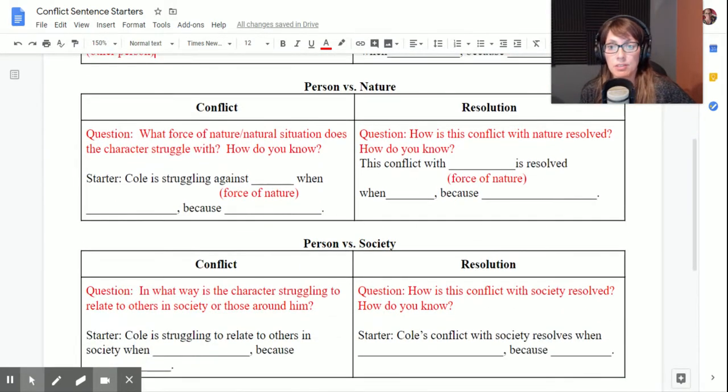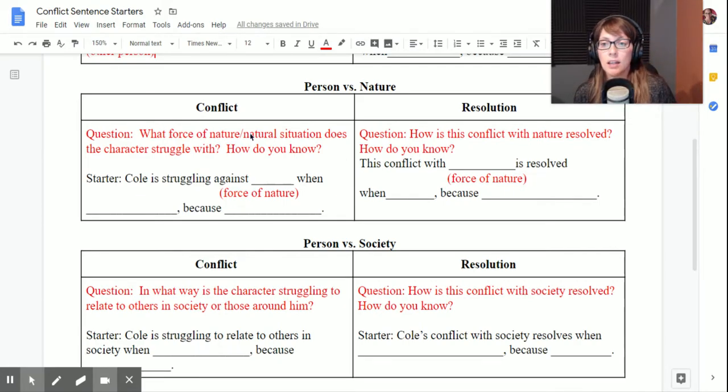The next one is person versus nature. So I have, what force of nature or natural situation does the character struggle with? How do you know? For that force of nature, think of things like natural disasters. Think of things like weather. Think of things in the natural environment that Cole is struggling against. For instance, in Touching Spirit Bear, when he is on the island, there are definitely some forces in nature that he is faced with and that he struggles against. So you're going to pick one of those things. Tell me what he's struggling against, if it's weather, or just be specific. Okay.